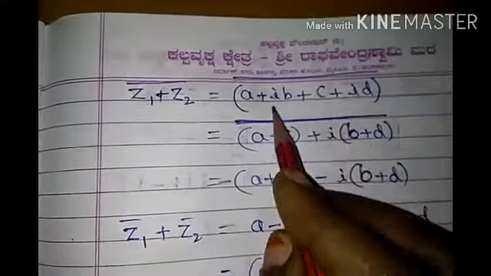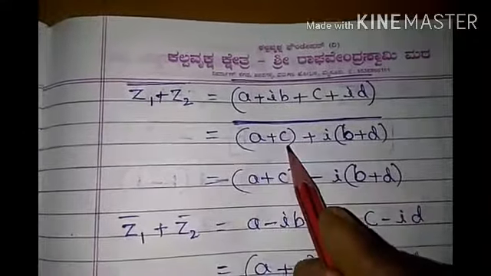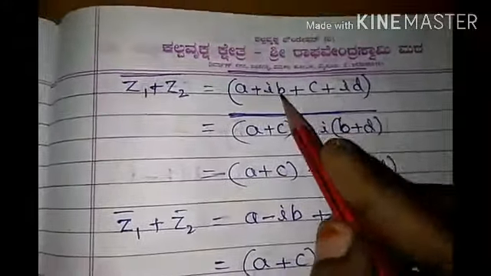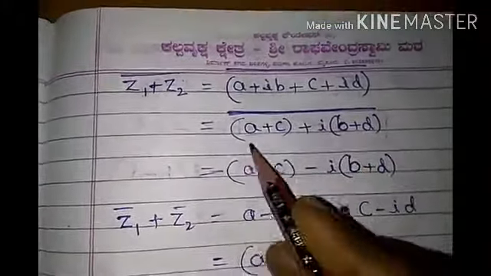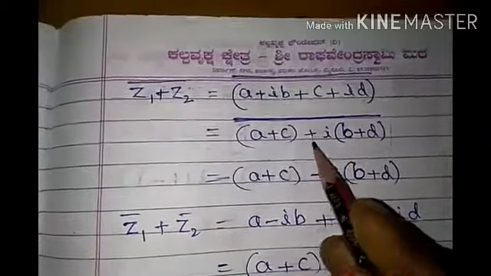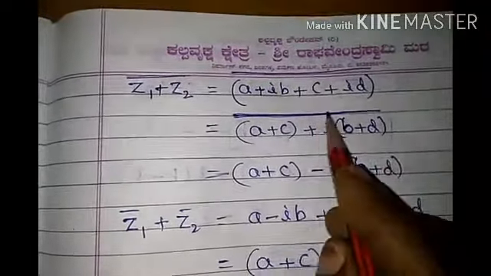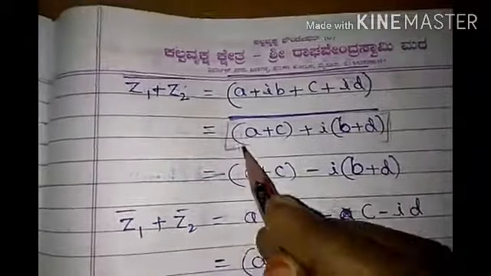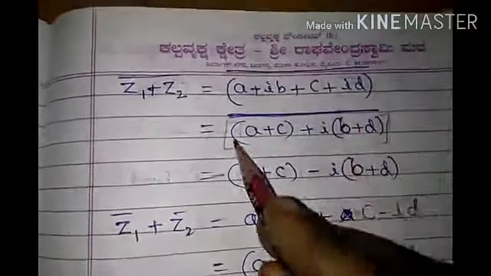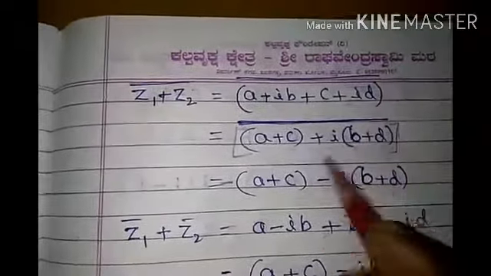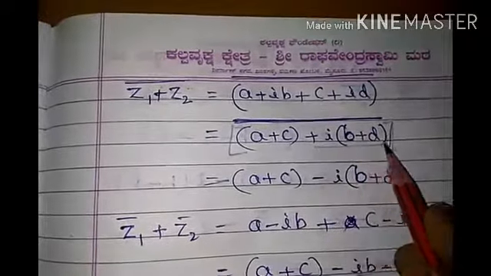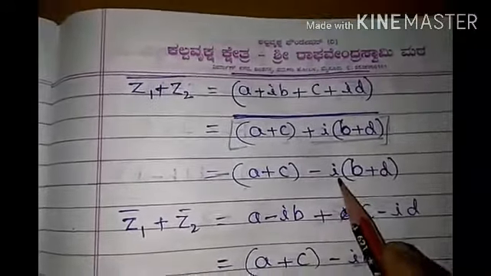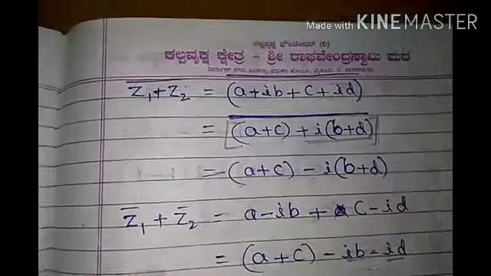Now, while adding two complex numbers, add real parts together and imaginary parts together. A plus c are real parts and ib plus id are imaginary parts. Now, which is equal to a plus c plus i into b plus d whole conjugate, which is equal to conjugate of this complex number. It is in the form of a plus ib. So, what is the conjugate of this number? Simply change the sign of the imaginary part. So a plus c minus i into b plus d.